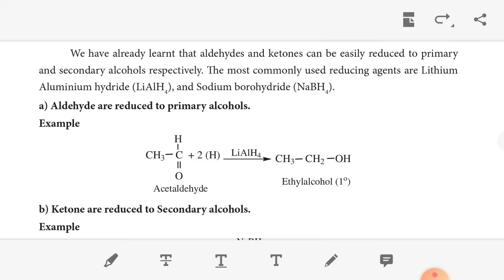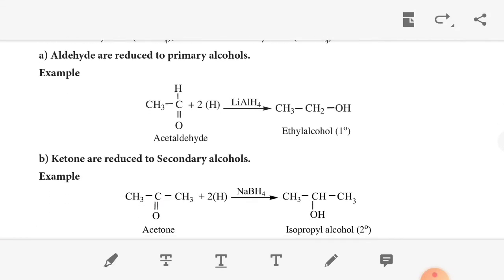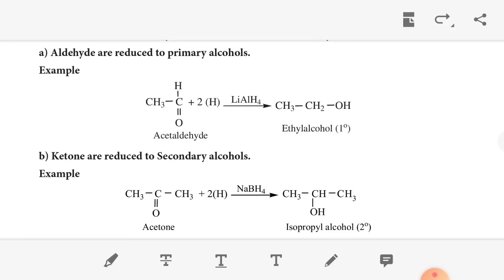CH3CHO reductions are carried out in the presence of lithium aluminum hydride. In oxidation, the aldehyde is oxidized to give acid. When aldehyde reduction is carried out, we get an alcohol. So when acetaldehyde reduction is carried out, we get a primary alcohol. Ketones are reduced to get a secondary alcohol.